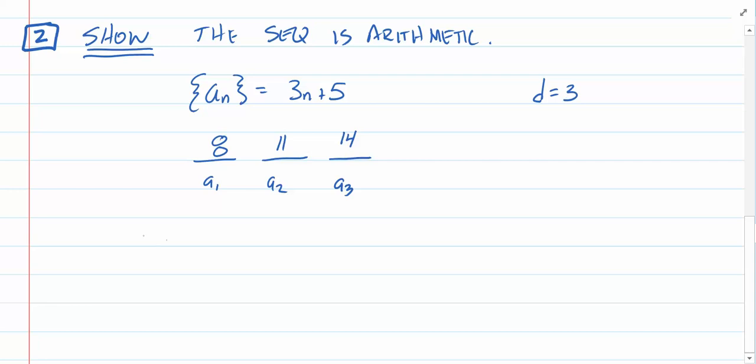So how do we show it? Well, we need to show that a sub n plus 1 minus a sub n is equal to our common difference d. Well, that's easy enough. What is a sub n? Do we know what it is? We do. It's right there, staring you in the face. What's a sub n? 3n plus 5. What's a sub n plus 1 then?